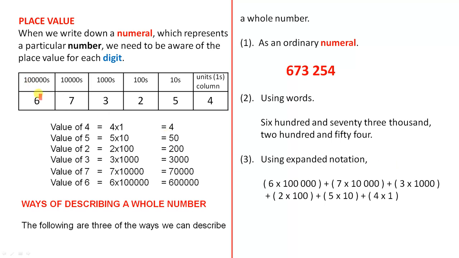And we can use the table to help us. Remember, 6 means 6 times 100,000. That's in this particular example. Plus 7 times 10,000. See, 7 times 10,000, etc. for the whole 6 digits.